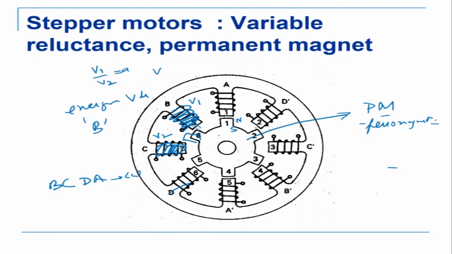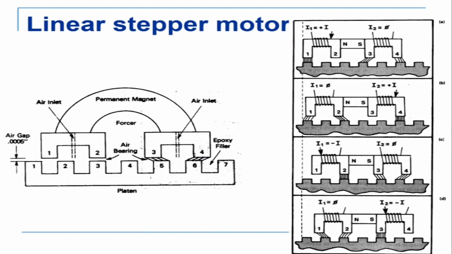If V1 by V2 is greater than 1, so if V1 is greater than V2, this teeth will go more that side. So this is basically called micro stepping. So in micro stepping mode, you can place the tooth somewhere in between here also by controlling the voltage of 2 coils. Okay, you can also have mega torque motors, which are like this.